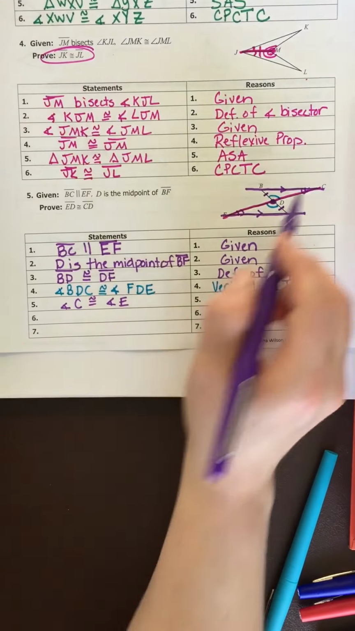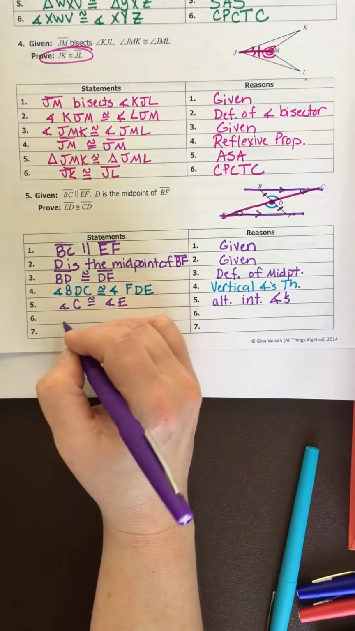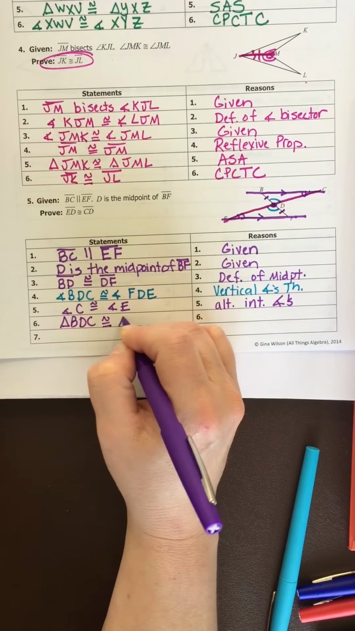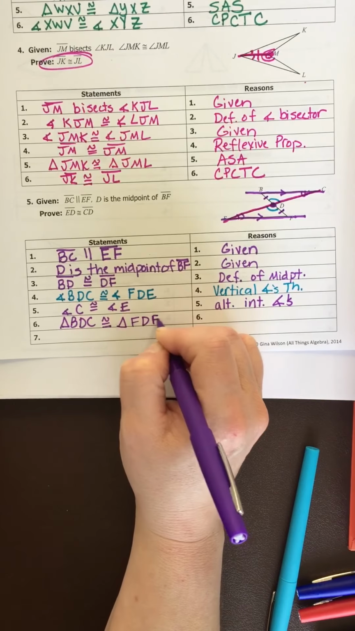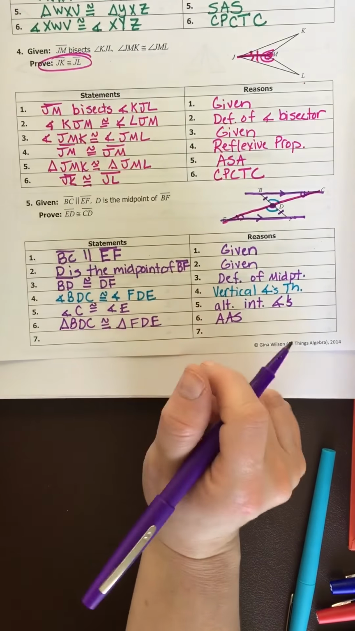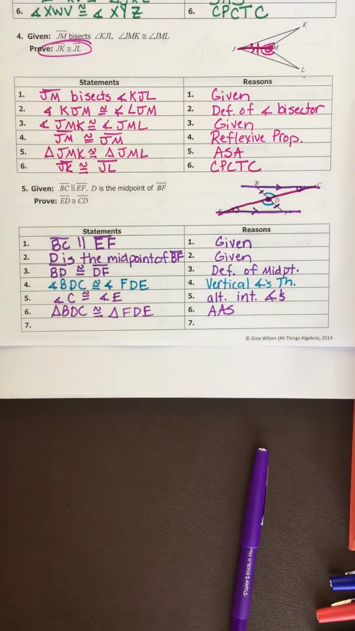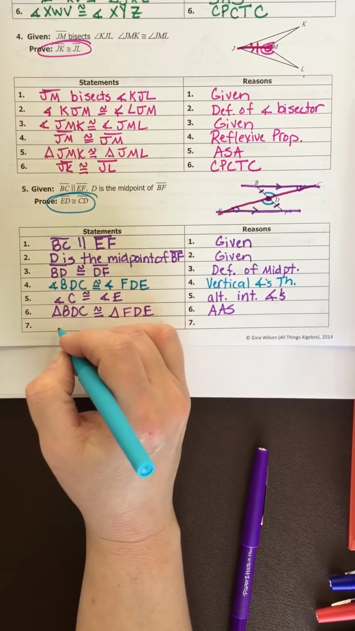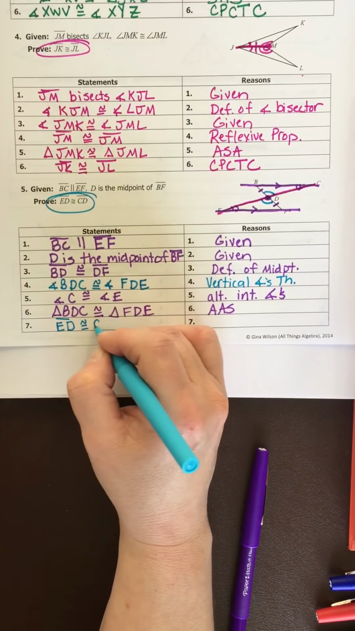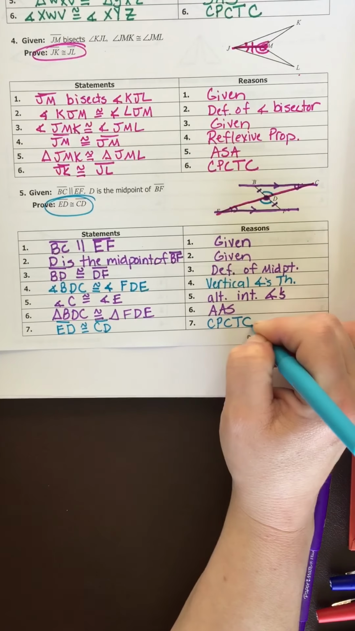So now we have angle, angle, side. So I can say that triangle BDC is congruent to triangle FDE by angle, angle, side. And since these triangles are congruent, I know their corresponding parts are also congruent. So I can prove, or I have proven, and can say that ED is congruent to CD by CPCTC.